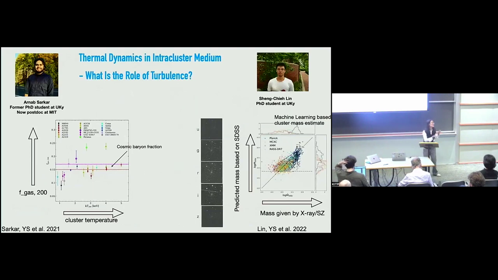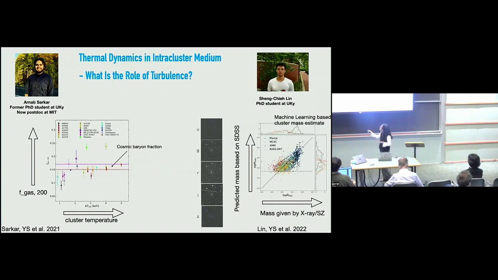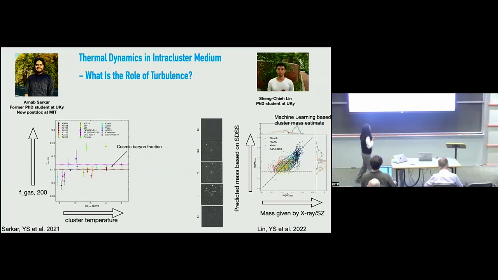The reason we care about turbulence is that the picture is bigger than just the tails and the quark clusters. Over the past couple of years, my group has been working on the dynamical state of the clusters. My PhD student Arnab has studied the baryon fraction out to the virial radius for different systems, and you can see that they do not agree with the cosmic baryon fraction. We got the baryon fraction based on a hydrostatic equilibrium assumption, so maybe the assumption is wrong.